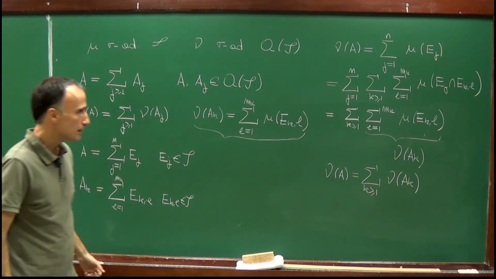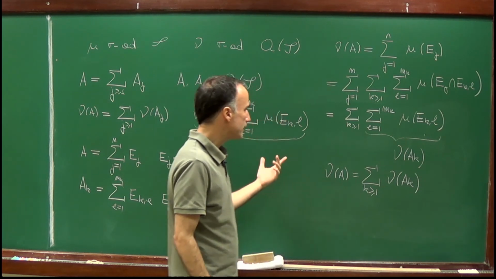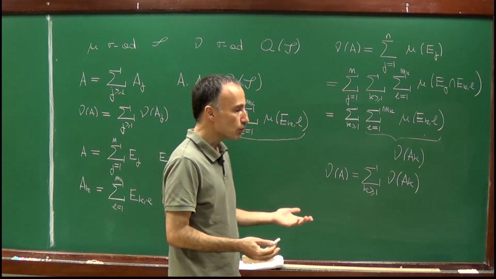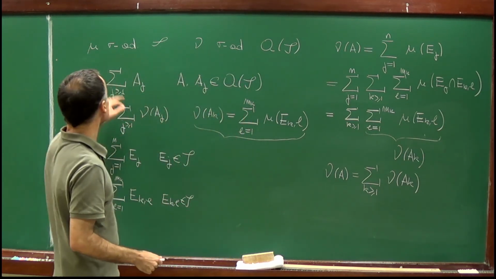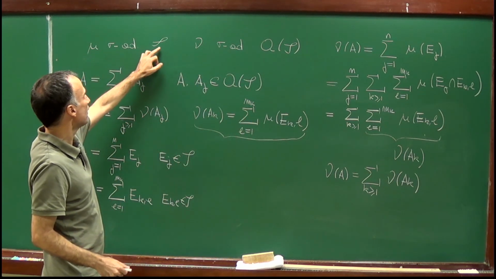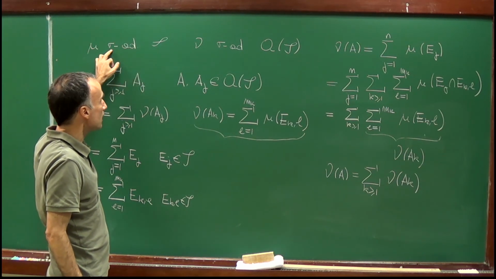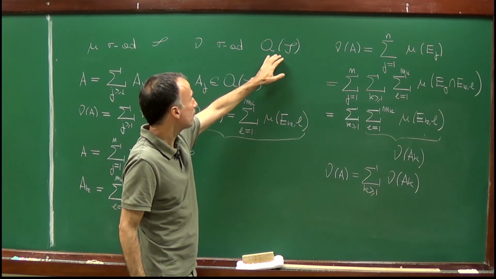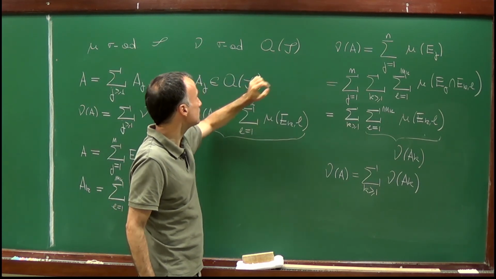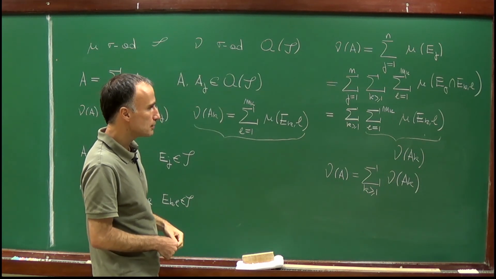This is exactly the sigma additivity of nu in the algebra. And this concludes the proof of the extension of the measure mu, which is defined in the semi-algebra S, and which was assumed to be sigma additive, to a measure nu, which is defined in the algebra generated by the semi-algebra, and which keeps the sigma additivity from mu.